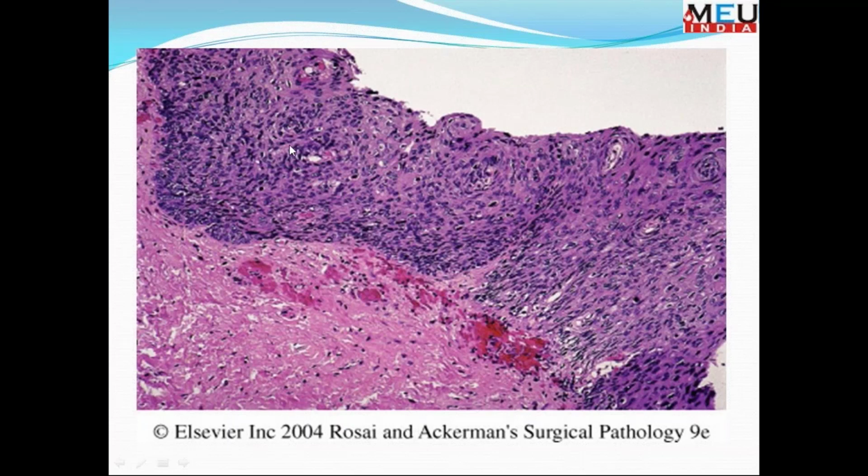See, this is the vaginal intraepithelial neoplasia. It has not penetrated the basement membrane, and we can find a lot of atypical cells with hyperchromatism and mitotic figures.